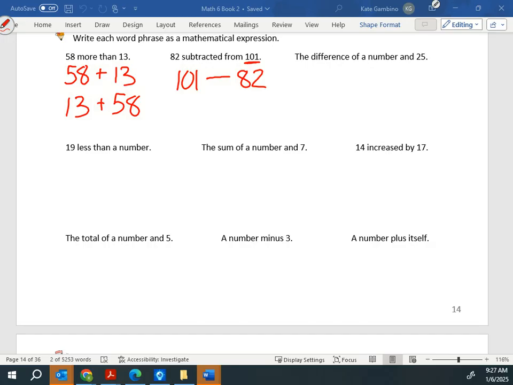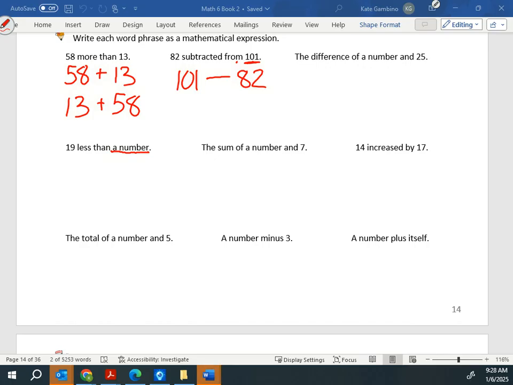Here it said 82 subtracted from 101. So I have to start with 101 and I have to subtract the 82 from it. Does that make sense? So for all of these, you are going to be writing it out. So just the expression, no equal sign. When it says a number, what are we going to put?